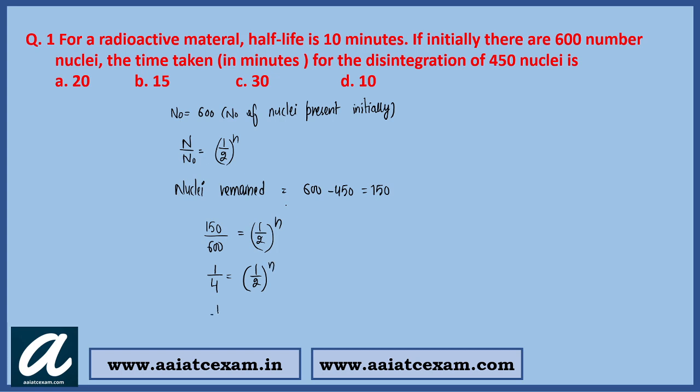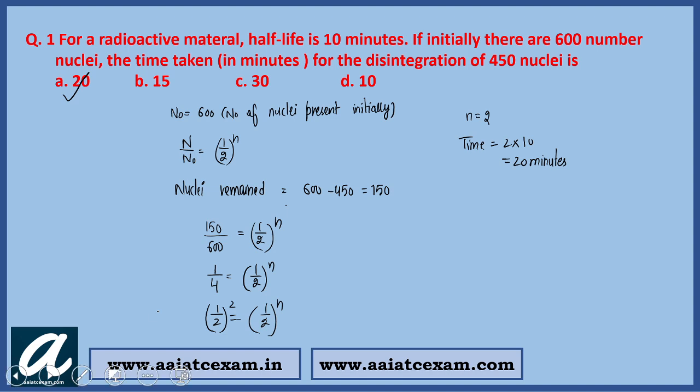Now students, can I say 1 upon 2 whole square can be written as 1 upon 2 raised to the power n. Comparing both sides, students, I will get n is equal to 2. So n is equal to 2, students. So how much time it will take? It is twice the time for the half-life period. So it will be 20 minutes. So students, it will take 20 minutes to disintegrate 450 nuclei. So your answer is option number A.